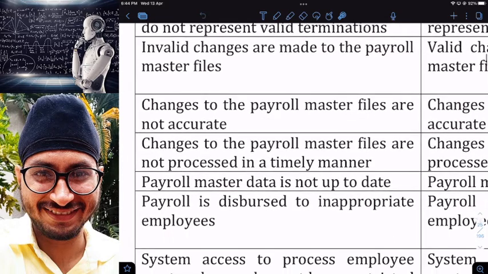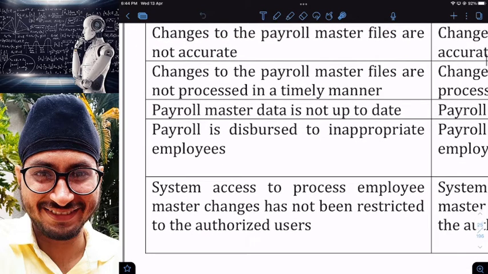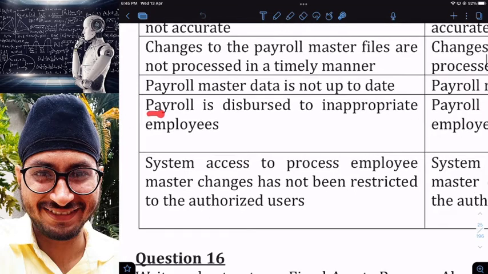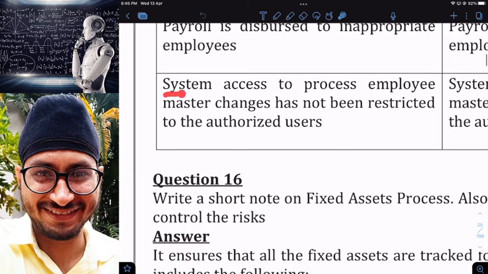Risk: changes to payroll master file are not accurate. Control: changes to payroll master file are accurate. Risk: changes to payroll master files are not processed in a timely manner. Control: they are processed in a timely manner. Next, payroll is disbursed to inappropriate employees, or salary is disbursed to inappropriate employees. What should be the control? Salary is disbursed to appropriate or authorized employees. Risk: system access to process employee master has not been restricted to authorized users. What should be the control? It has been restricted to authorized users. This is the risk and control. Clear? Exactly opposite of risk will be control, and exactly opposite of control will be risk.